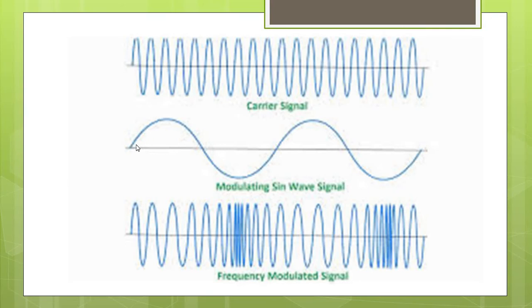So wherever the amplitude of the message signal is very high, the frequency of the FM signal is increased, and wherever it is low, it is decreased. So this is the required frequency modulated signal. At higher amplitudes, we get a high value of frequencies, and at low amplitudes of the message signal, the frequency is decreased.